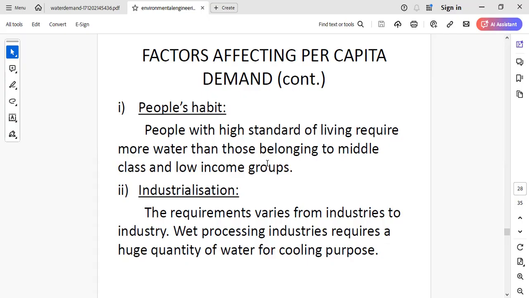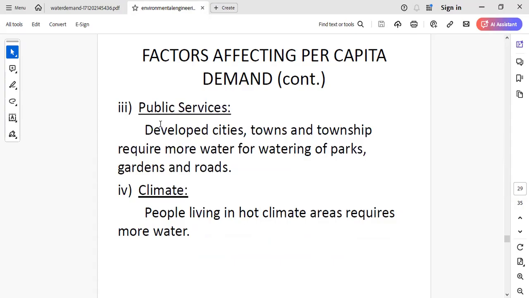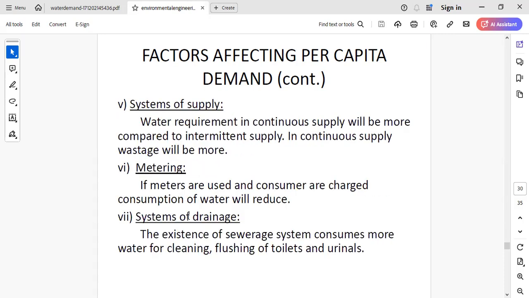In industrialization, the requirement varies from industry to industry. Wet processing industries require a huge quantity of water. Public services: developed cities, towns, and townships require more water for watering of parks, gardens, and roads. Then climate: people living in hot climate areas require more water for drinking, bathing, and washing their clothes.